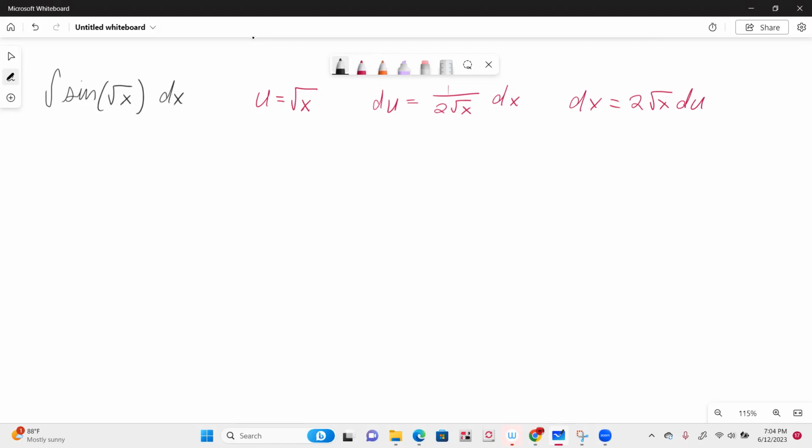So this is going to be 2, right? We're getting the 2 from here, and we can take that outside because it's a constant, times the integral of sine u. And notice how the root x here is equivalent to our u, so we can just multiply that through using u. I'm going to put it here in front to avoid confusion with the other u. And then this is going to be times our du.